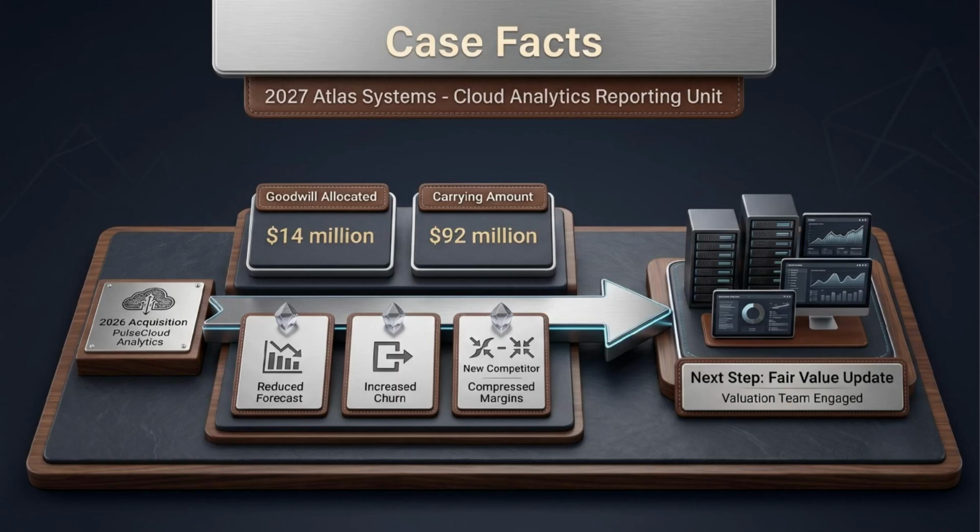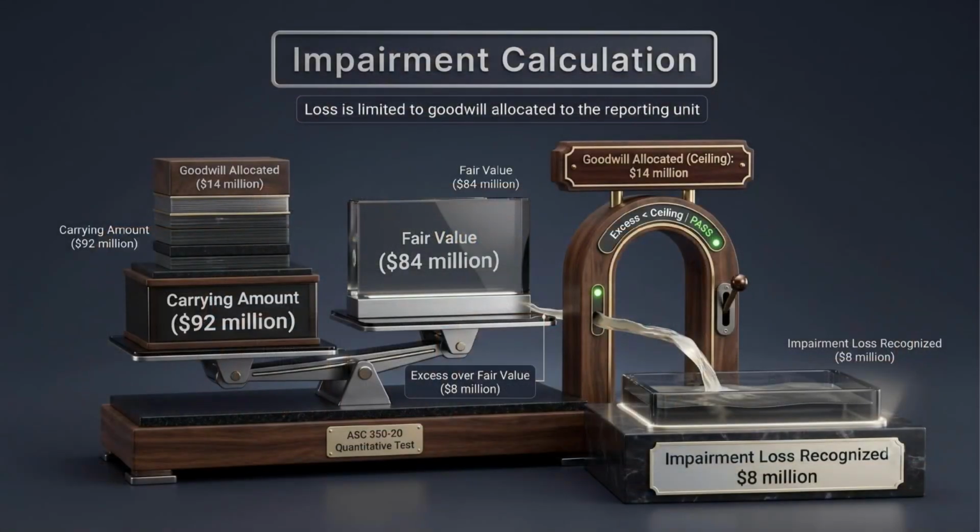The reporting unit has goodwill of $14 million and a carrying amount of $92 million. These facts indicate that management needs a fair value update for the reporting unit. The valuation team concludes that the fair value of the Cloud Analytics reporting unit is $84 million. The carrying amount is $92 million.